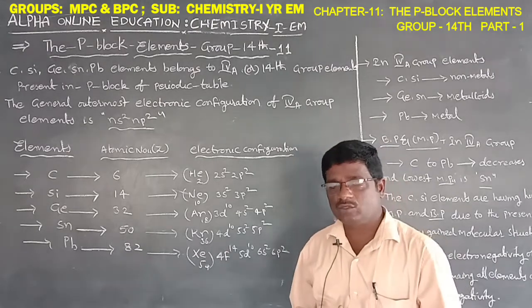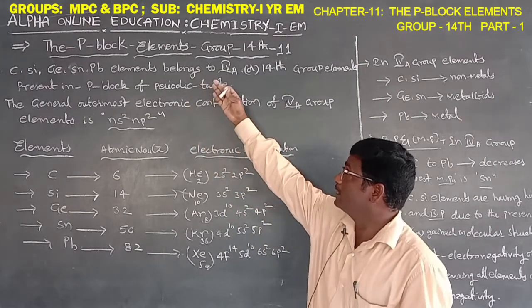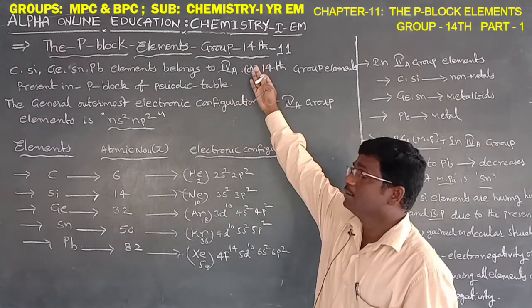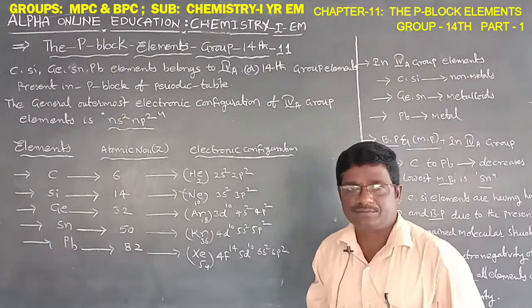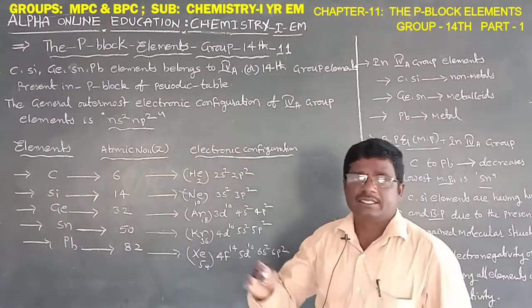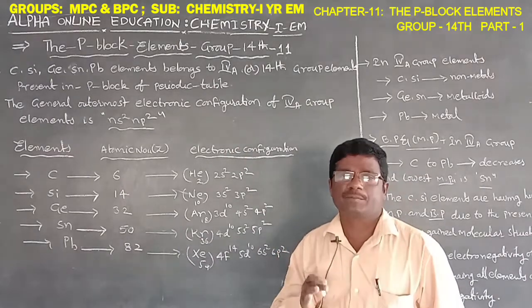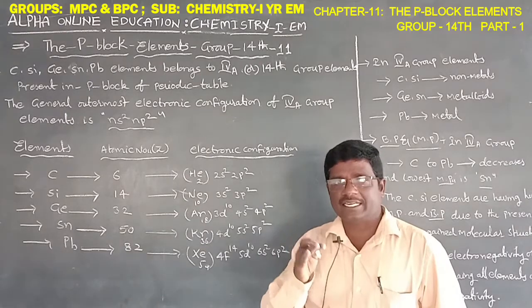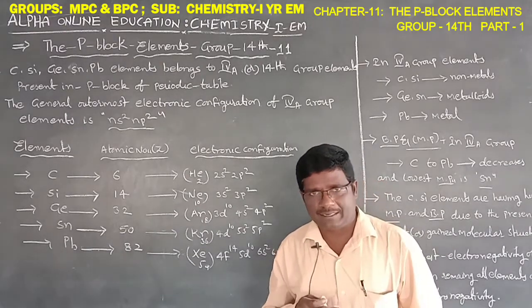But today we are going to discuss the new chapter, that is the p block elements, group 14, 11th chapter, chemistry first year English medium. What is p block elements? The differentiating electron entering into the p orbital is called p block elements.